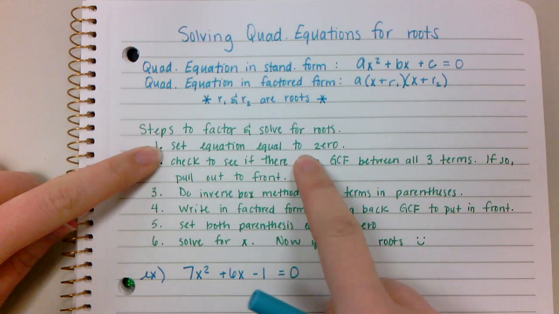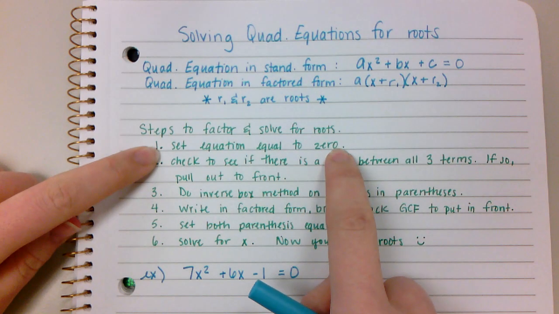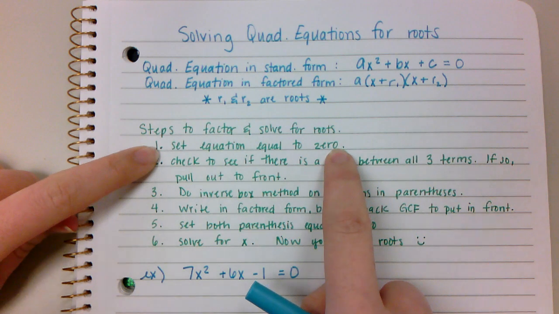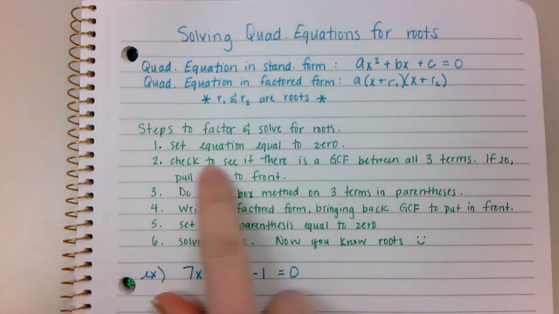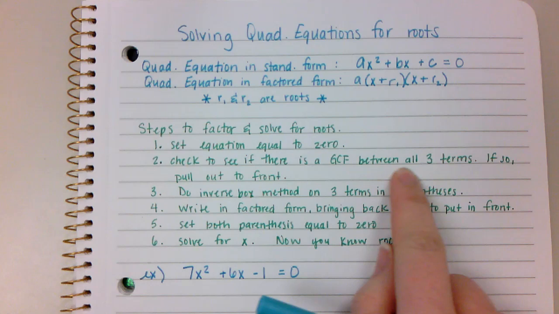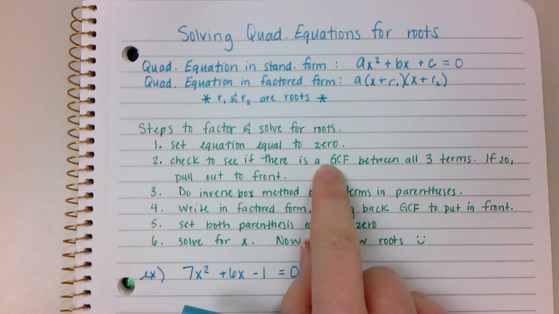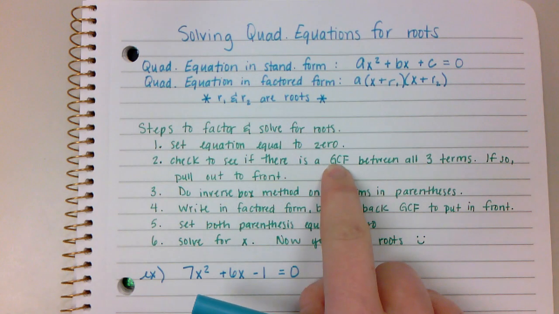So always make sure that your equation is set equal to 0. And again, if you haven't been working with equations that are set equal to 0, those are just expressions, and you can still factor them. But whenever you do see an equal sign, make sure that it's 0 and there's not a random number over there. Check to see if there is a greatest common factor between all three terms. Again, common is the key word. It has to be between all three. If it's not something that all three share, then there is not a GCF that you can pull out.